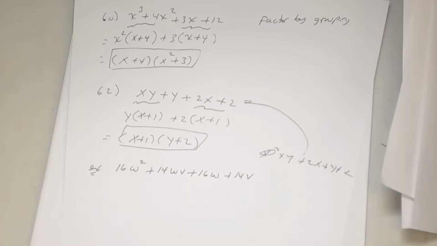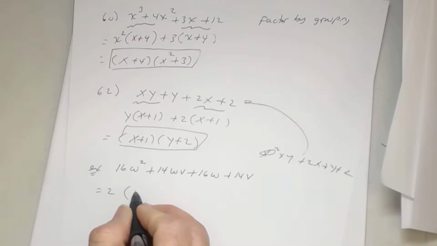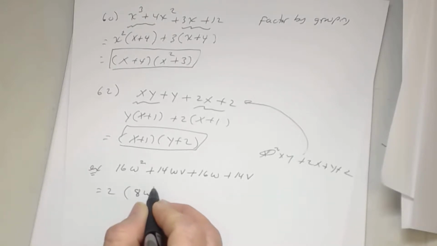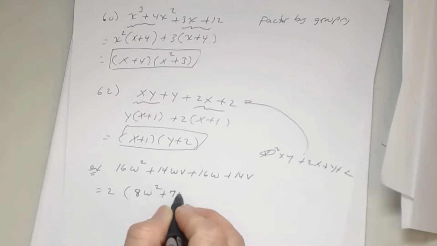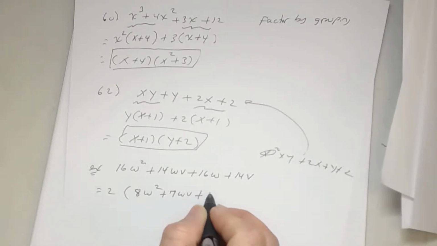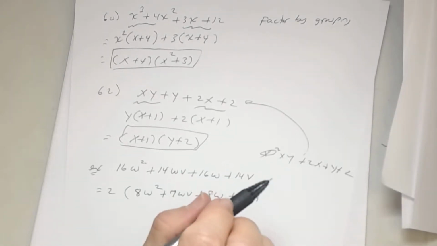When you factor, what's the first thing you always need to look for? GCF. Is the GCF 1 here? No. What's the GCF? 2. Always do the GCF first. So I can factor out a 2, correct? Okay. So 2 times what? 8W squared plus 7WV plus 8W plus 7V. Okay, that's where I'm at.